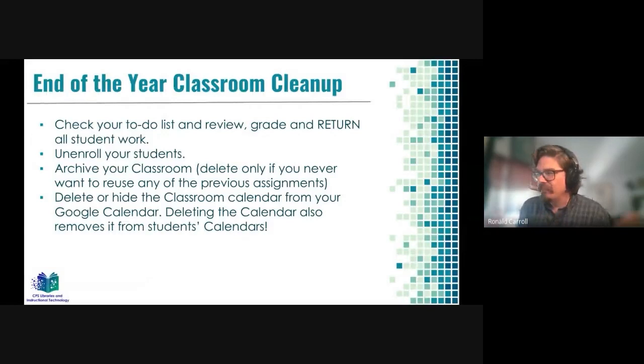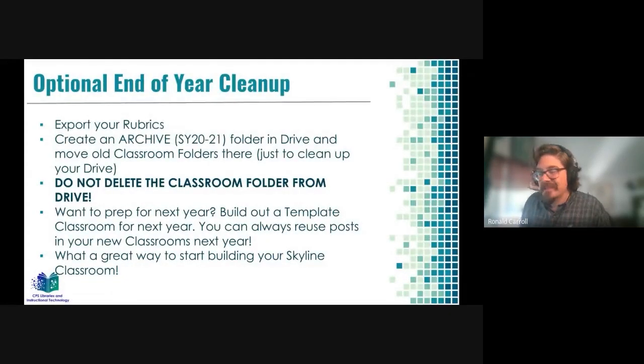So there are pretty simple steps. We're going to go through them all one by one, but basically the simple steps are: make sure that you've graded everything and returned all of your students' work, remove your students from the classrooms, archive your classrooms, remove your extraneous Google Classroom calendars from your calendar, and then if you're interested in some optional stuff, if you used any rubrics, you can download those and have them in a Google Sheet to reuse next year.